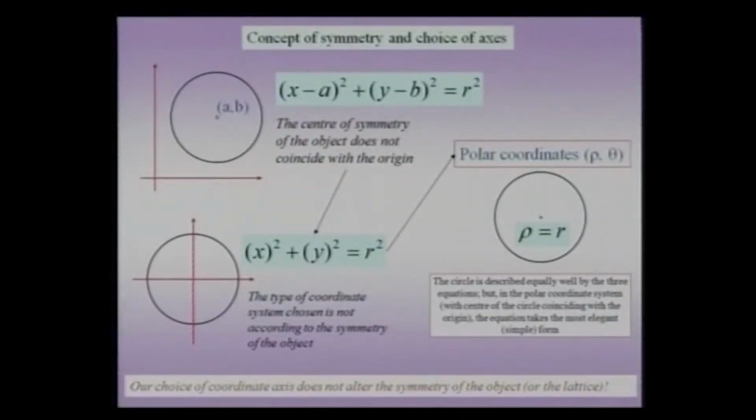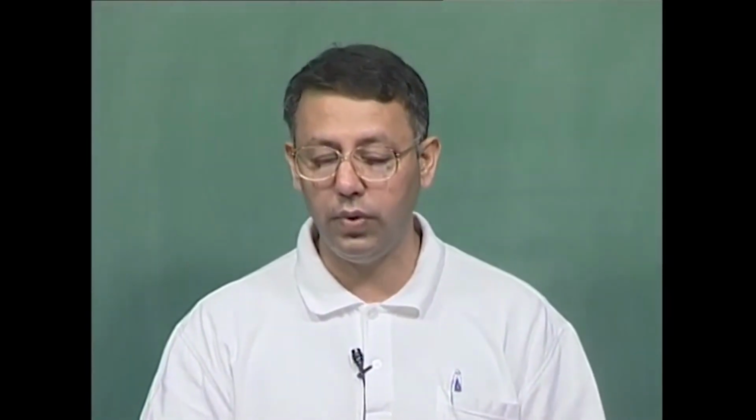But my description is more convenient, more logical, more simple if I use a kind of coordinate axis which matches with the symmetry of the object I am trying to describe, or at least some aspects of the symmetry of the object if there are any present. So, our choice of coordinate axis does not alter the symmetry of the object or of the lattice. If the object I am talking about is a crystal, then my mere choice of the coordinate axis is not going to change the crystal in any way, and that we will see, of course, in considerable detail very soon.